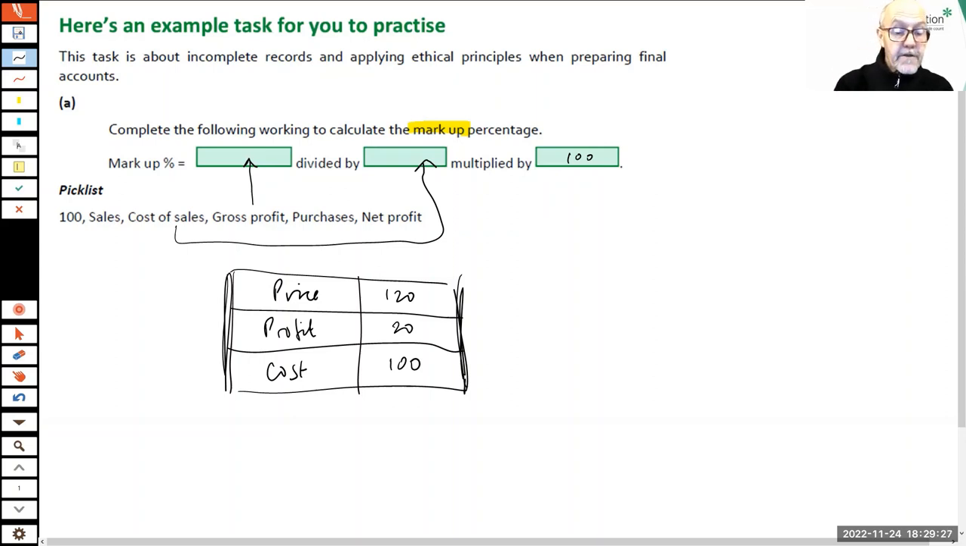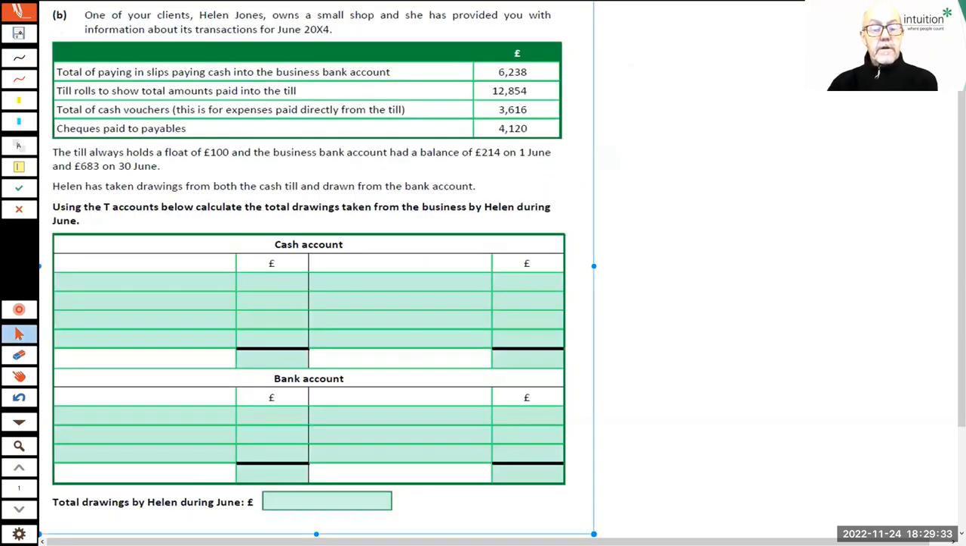Right. Let's find another task. Okay. We got our next one. Ah, now this one is using the cash in the bank account. Helen Jones has a small shop. She is provided with transactions about June 20x4. Okay. So our job is to find out how much money has gone into Helen's pocket.